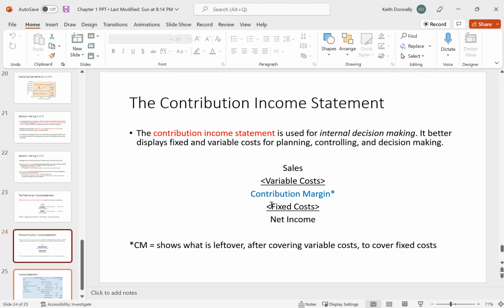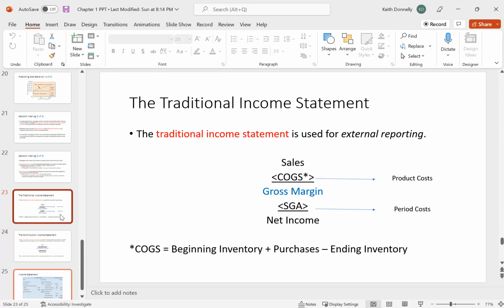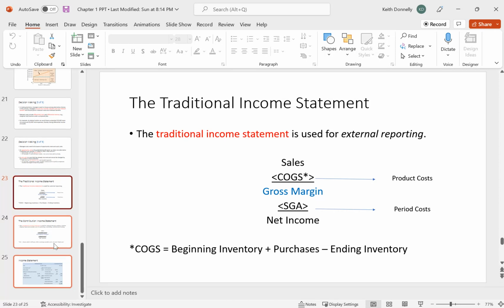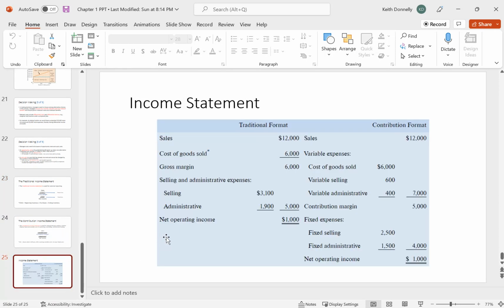We're just shifting things around because this viewpoint right here is better to analyze for internal purposes of running the business, whereas this view or presentation is better for external users. So this is just showing that, right? Here's a traditional income statement, a contribution income statement. So our sales are the same on both. Our net income down here is the same on both, right? What changes is how we present it in between, right?